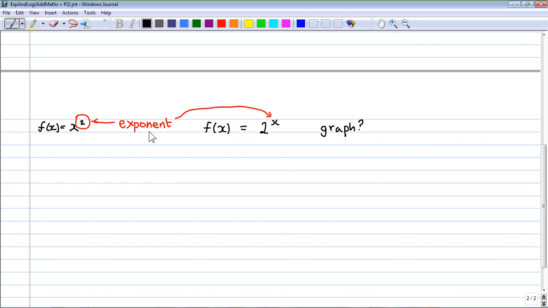If you like, you could pause the video and try and draw it yourself. Okay, so I'm now going to make my own attempt to draw this graph. I think I'll do it over here.